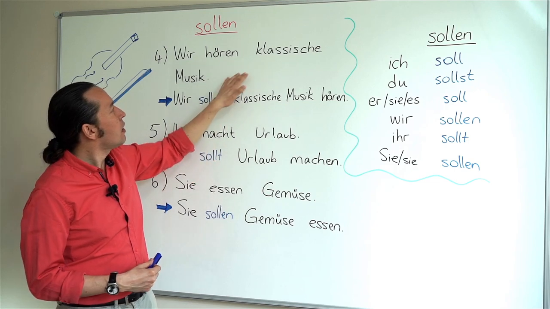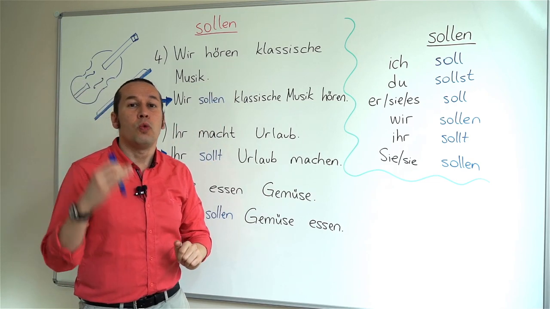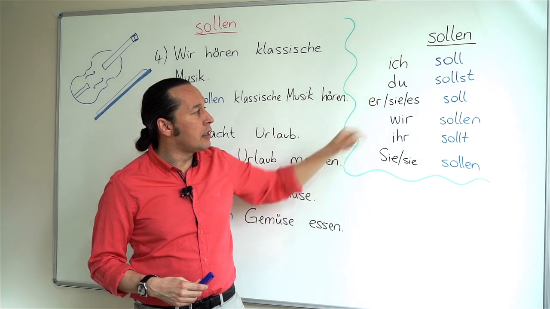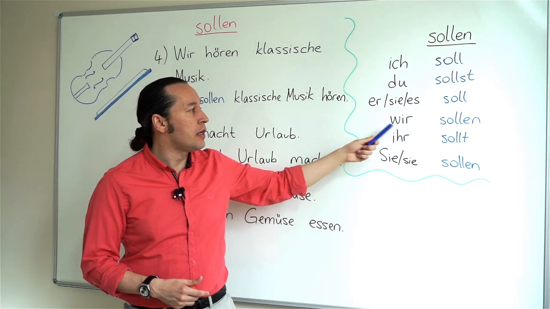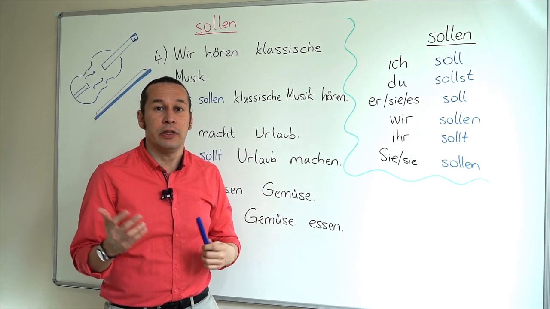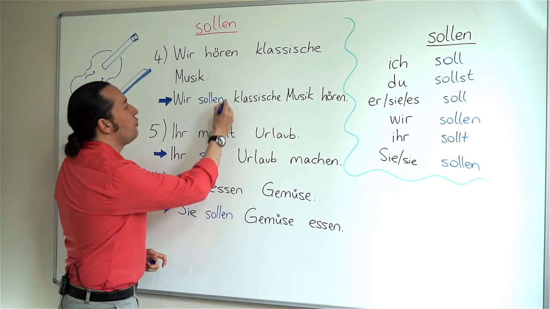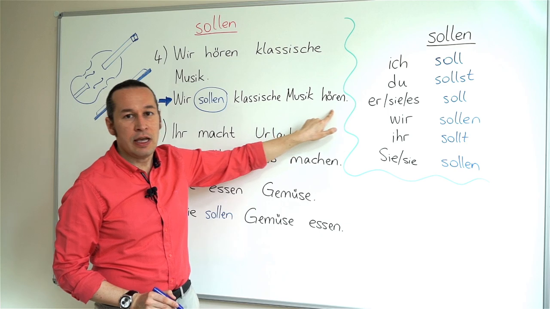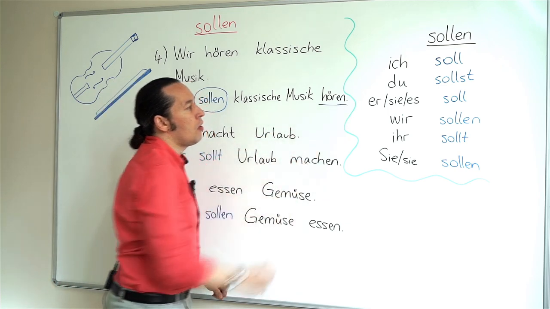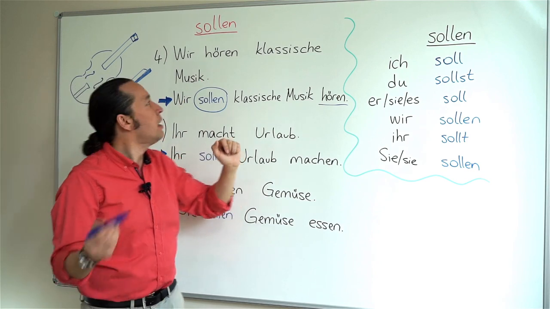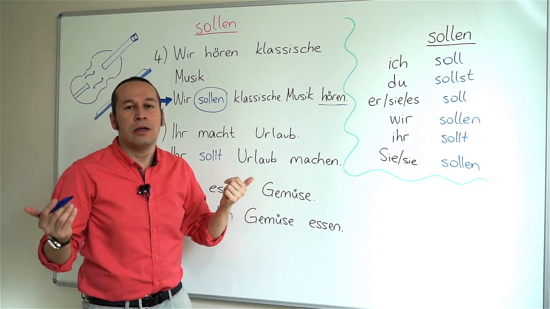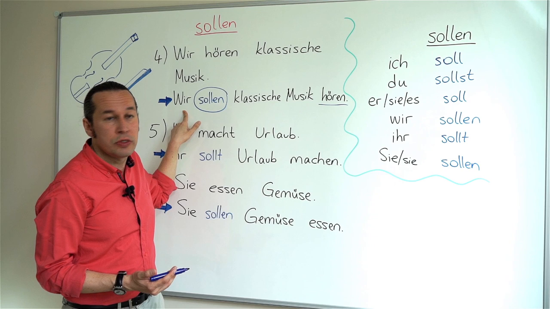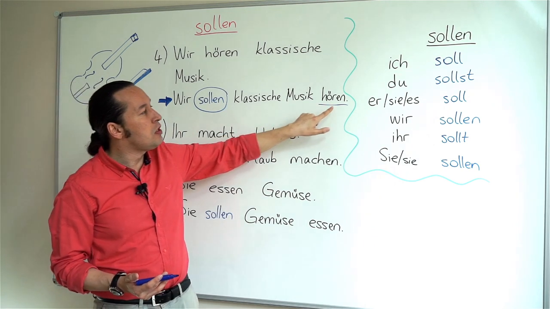This is a sentence where there is no sollen. So, what do I do when I want to put sollen? We need to look at the chart here. It says wir sollen. It's conjugated as sollen, so it remains the same. So, what do I do? Wir sollen klassische Musik hören. It remains the same as the infinitive form, and in the wir form, hören is conjugated the same. We should listen to classical music. Wir sollen klassische Musik hören.